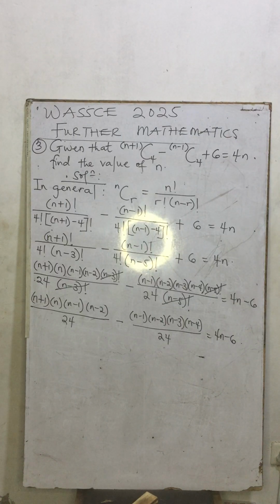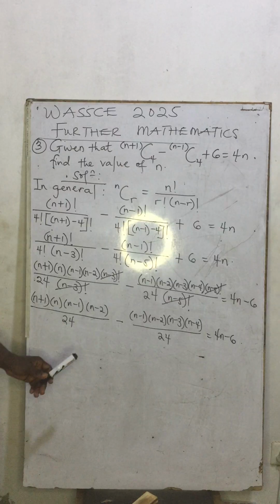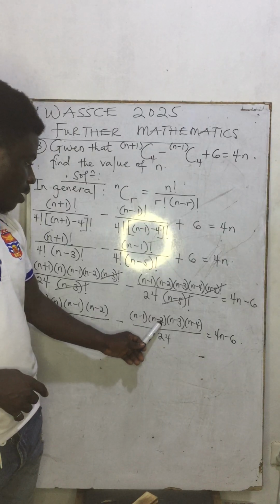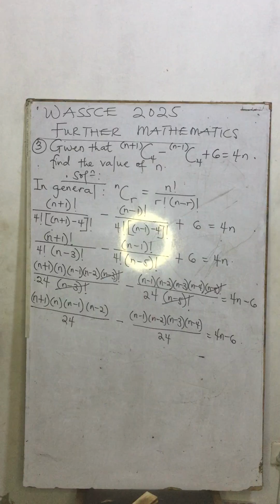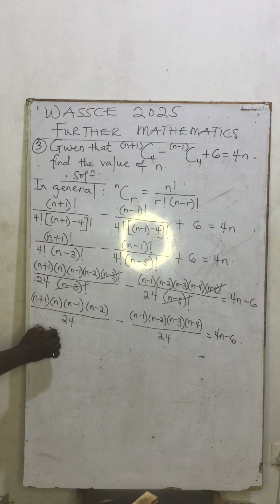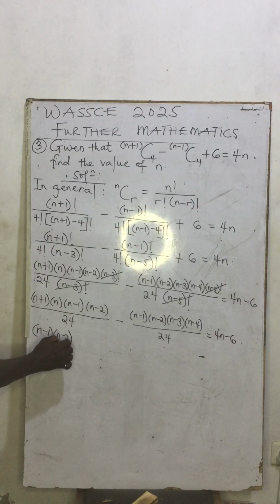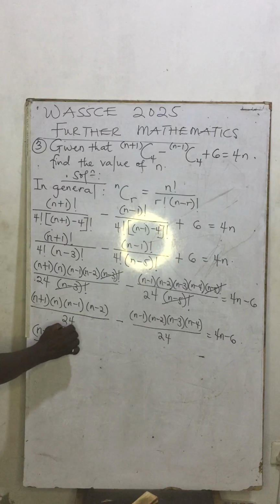So we are still proceeding. Now let's see something here. We have (n-1)(n-2) and (n-1)(n-2) in both terms, so we can factorize it out. Then we factorize 24 out. So we have (n-1)(n-2) out all over 24.